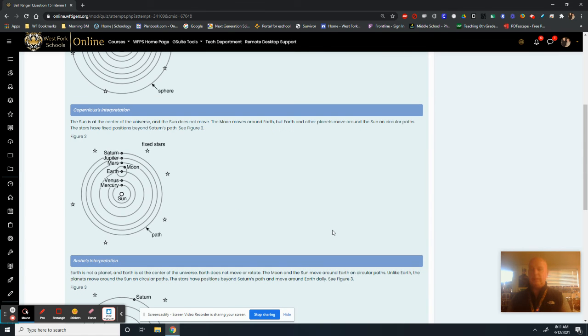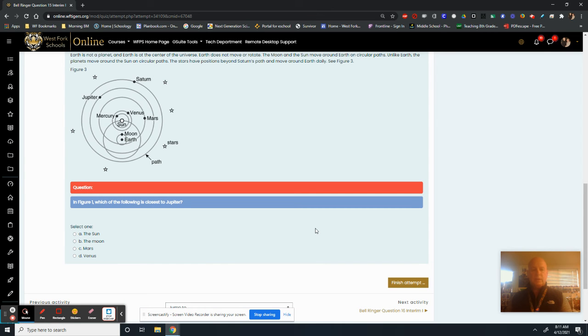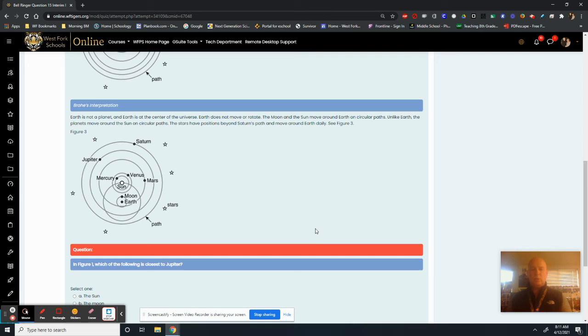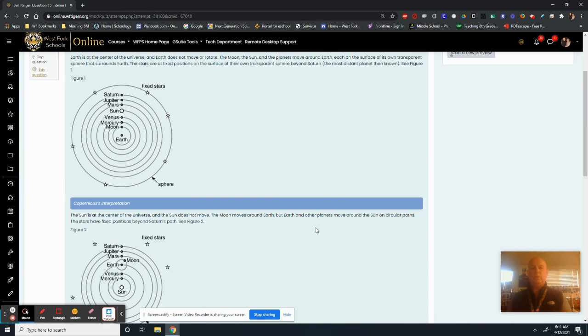So let's look at this. The question says, figure 1, which of the following is closest to Jupiter? Our choices are Sun, Moon, Mars, Venus. Which one is closest to Jupiter? Out of the choices it gave you, because you could have said Saturn or Mars, but Saturn was not an option. So Mars is your answer.